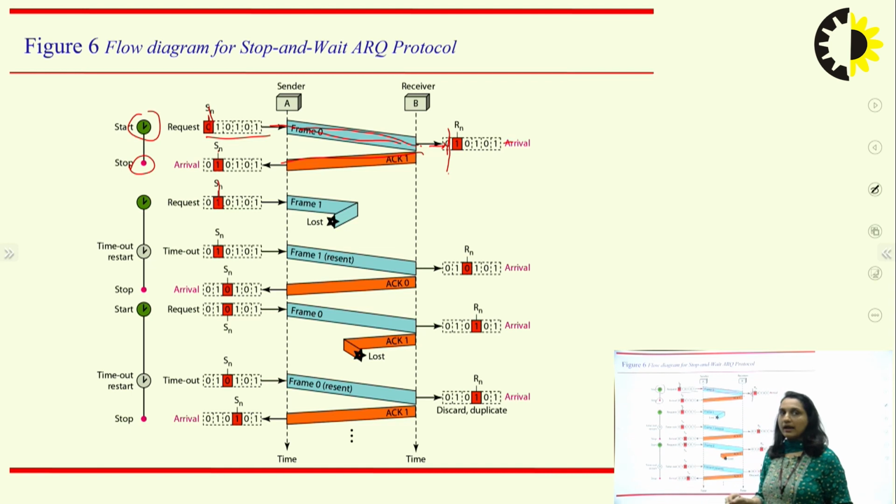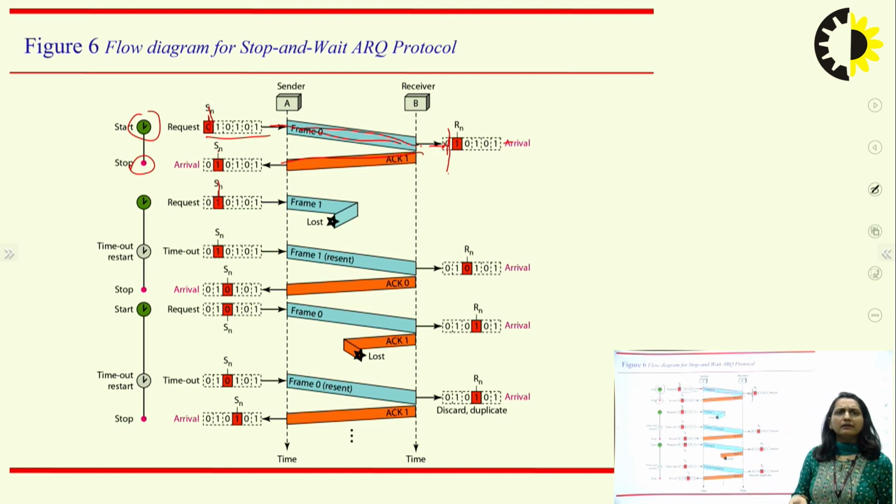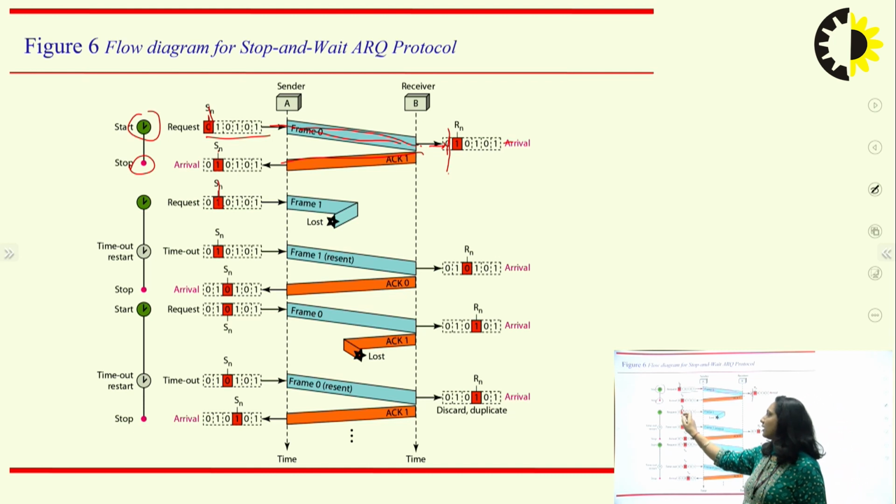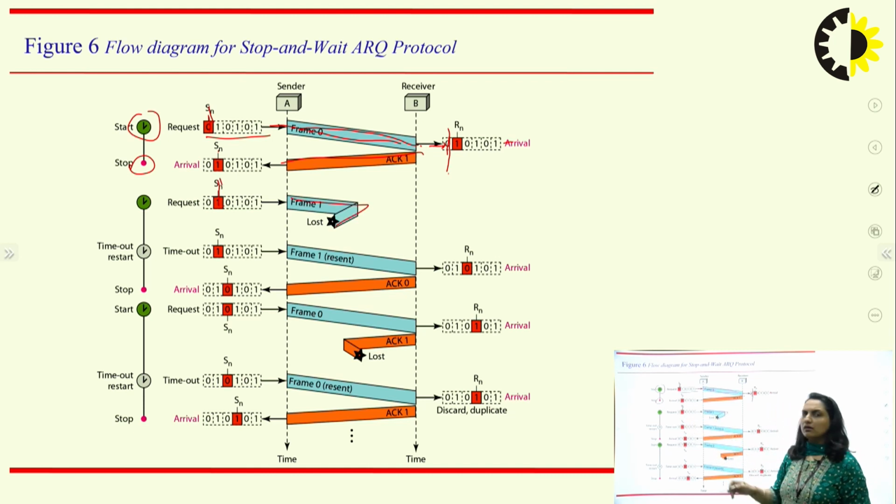If we have a timer, and before the timer expires the frame comes from the sender to the receiver side, then we stop the timer. Once the timer is stopped, the next frame has to be sent, so it requests the next value. Now suppose the frame is lost. Maybe there is a failure in the network, a link failure, a router problem, any problem in the network, and the frame is lost.